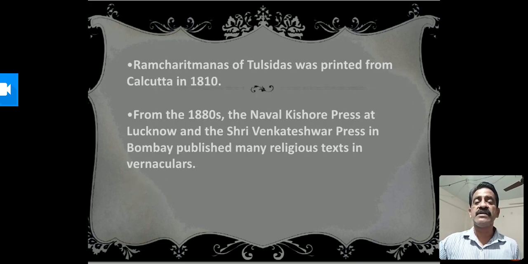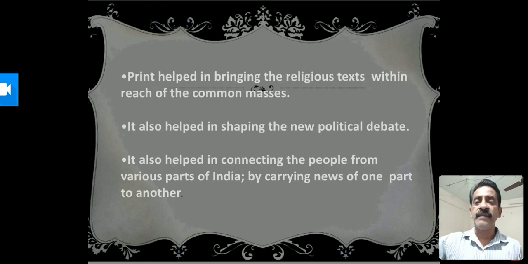Ramcharitmanas of Tulsidas was printed from Calcutta in 1810. From the 1880s, the Naval Kishore Press at Lucknow and the Sri Venkateswara Press in Bombay published many religious literatures in vernaculars. Print helped in bringing the religious texts within the reach of the common masses. It also helped in shaping the new political debate. It also helped in connecting the people from various parts of India by carrying news of one part to another.